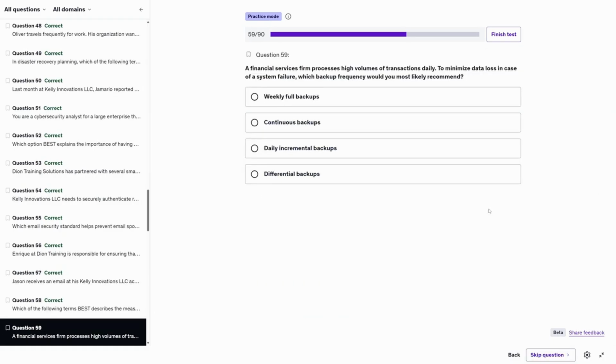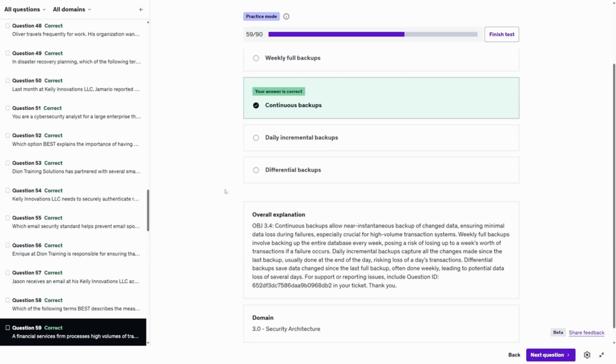A financial services firm processes high volumes of transactions daily. To minimize data loss in case of a system failure, which backup frequency would you most likely recommend? The correct answer here is continuous backups. Continuous backups allow near instantaneous backup of changed data, ensuring minimal data loss during failures, especially crucial for high volume transaction systems. I'll leave up the other answers here for a few extra seconds.